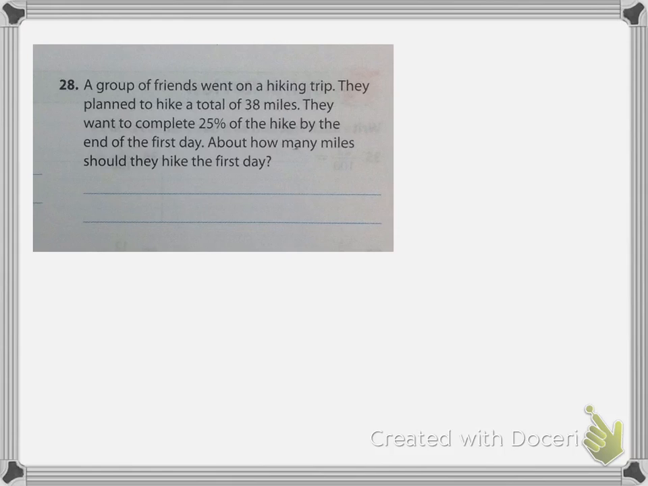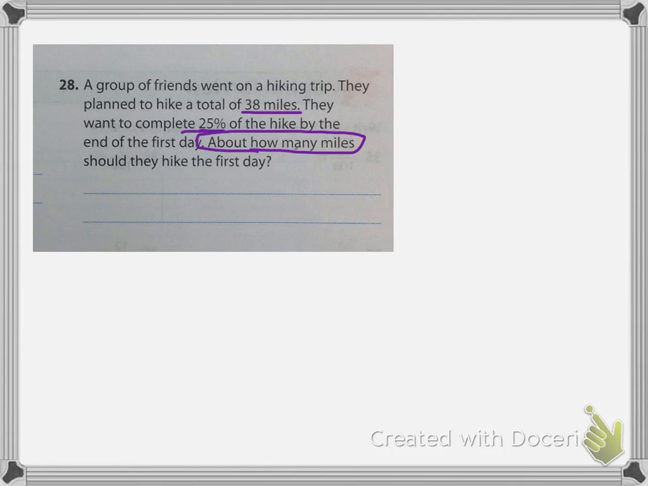All right, so now, as you can see, we're going to look at number 28. So that's our first word problem. And it says, a group of friends went on a hiking trip. They planned to hike a total of 38 miles. So we're going to underline that 38 miles. Then it says they want to complete 25% of the hike by the end of the first day. It's going to ask us about how many miles should they hike the first day.